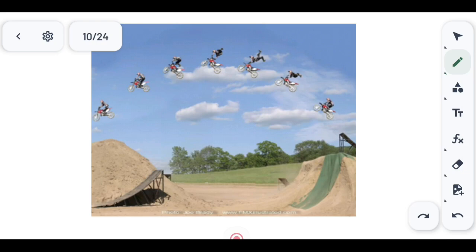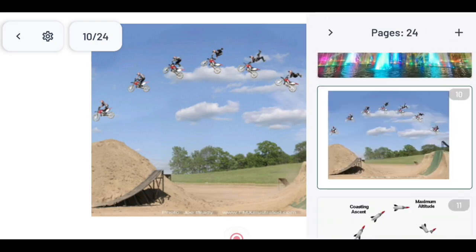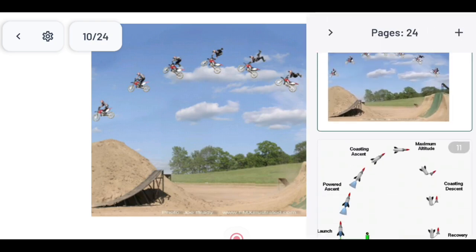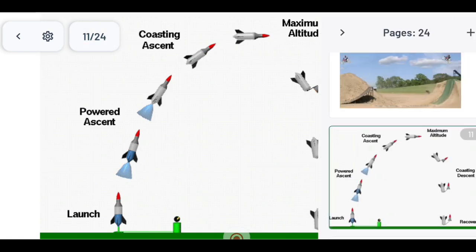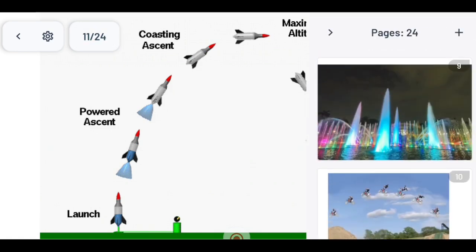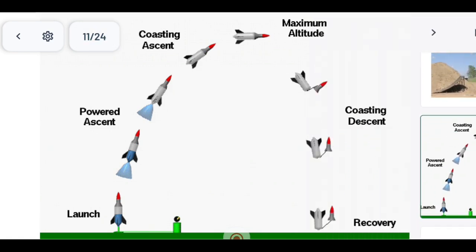What do you call this? The one engaging in extraneous activity in motorcycles. Or is this cycles? Yeah. And we also have here the images of a rocket ascending and descending from a flight. So what can you observe from the images?